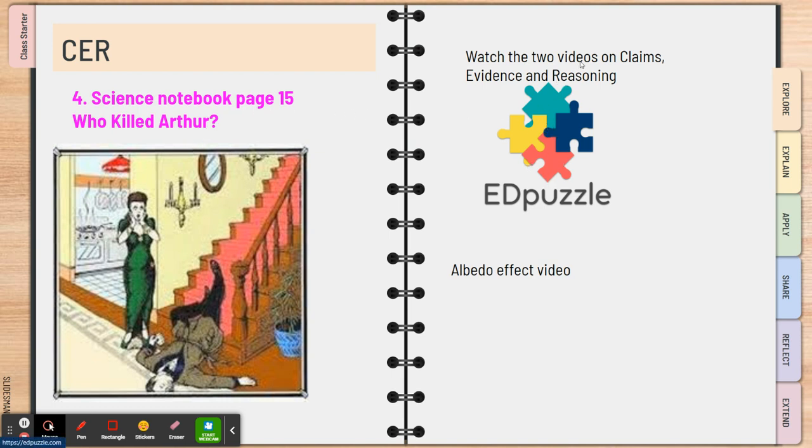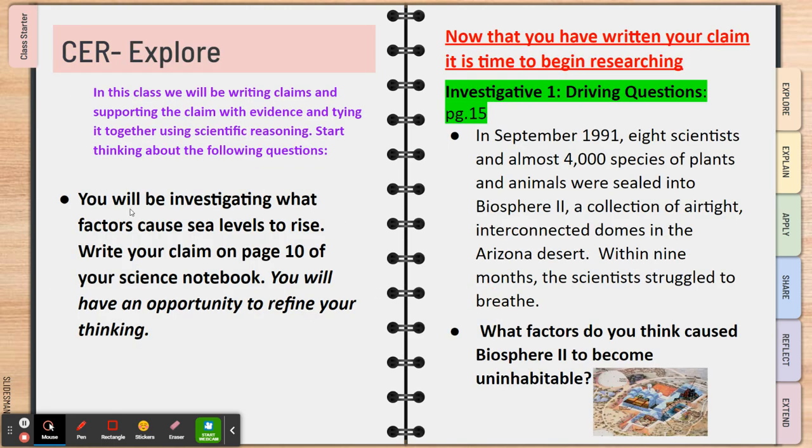All right, so then after that, we'll look at who killed Arthur, kind of go through that. We'll watch some videos on claims, evidence, and reasoning, and then we'll start getting into, okay, so what is it really that we're going to be doing in environmental science? So looking at the albedo effect. And then after that, you will be investigating what factors cause sea levels to rise. So if you haven't already written your claim, which you should have by now, because I asked you to turn that in, just remember that you will have an opportunity as we go through our investigations to refine your thinking.